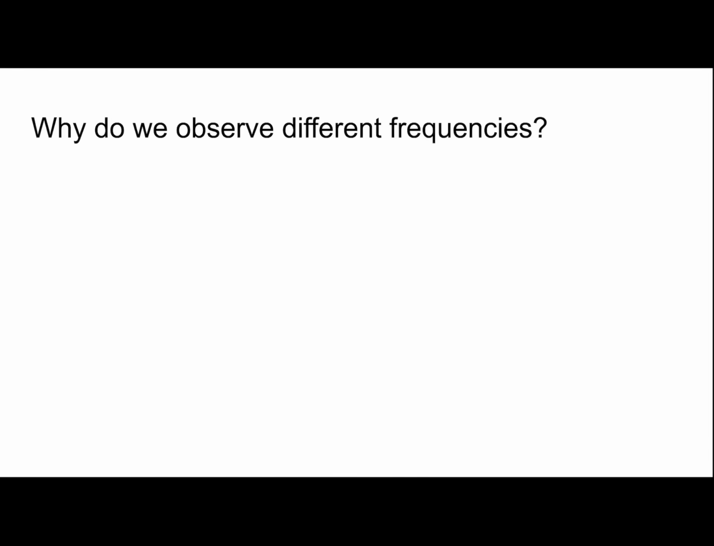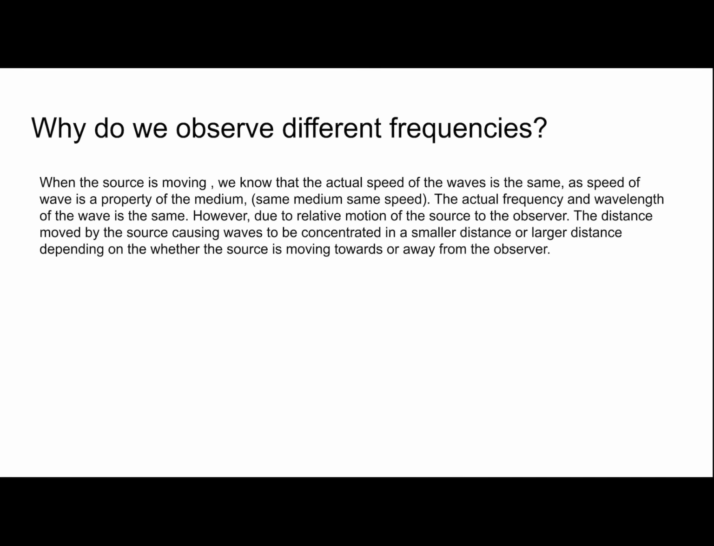And so why do we observe different frequencies if a source is moving relative to an observer? When a source is moving, we know that the actual speed of the waves is the same because the speed of waves is a property of the medium. We covered in level 2 physics that refraction occurs in the bending of light when waves pass from one medium to another medium. That's when the speed changes, and the amount the speed changes depends on the refractive index of the other medium. However, if the waves stay in the same medium, then there's no change to the speed of the wave. So same medium, same speed.